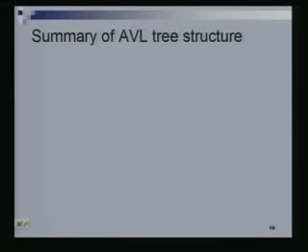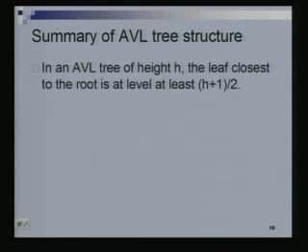So let's summarize what we have seen as far as the structure of an AVL tree is concerned. If the height of an AVL tree is h, then the closest leaf can be at level (h+1)/2. I've just changed things around. When I said the closest leaf was at level k, then the height was 2k minus 1. So I just changed that around: suppose I give you an AVL tree on n nodes and height h, then the leaf which is closest to the root is actually pretty far from the root. It's at least half the height away. It's at least (h+1)/2 away.